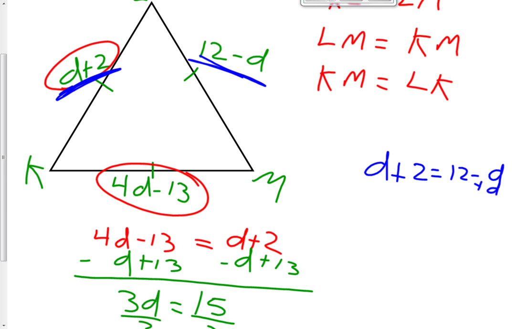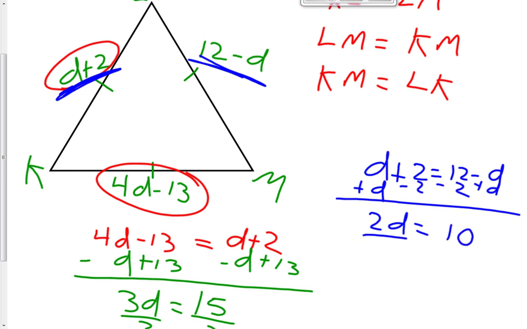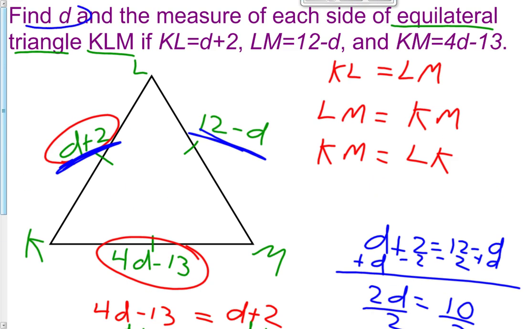Add d to both sides, and then we would get 2d equals, subtract 2, equals 10. Divide both sides by 2, and voila, again, you get d equals 5. So it really doesn't matter what two lengths you set equal to each other, because in an equilateral triangle, they're all equal. So we have found d. That's wonderful. Now it says, and find the measure of each side.